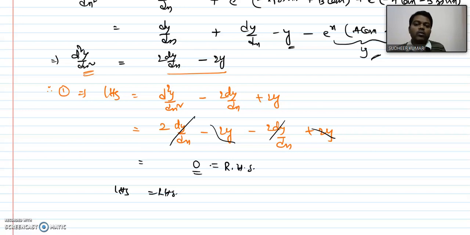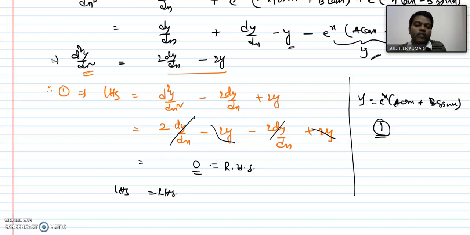Hence y equal to e power x into (a cos x plus b sin x) satisfies the given differential equation 1. So y equal to e power x into (a cos x plus b sin x) is a solution of the given differential equation 1.